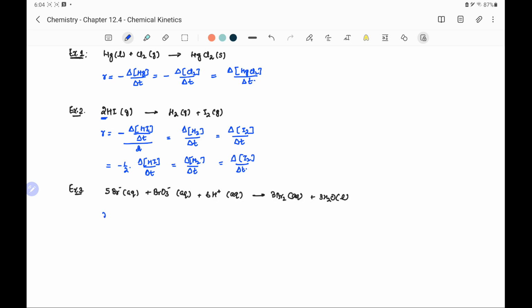For the third example, the rate of the reaction can be written as the negative of the rate of change of concentration of the reactants, that is minus 1 by 5. 5 is the stoichiometric coefficient of Br minus ion, and it is delta change in concentration of bromide ion divided by delta T, and it is equal to the negative of the other reactant, that is BrO3 minus, by delta T. It is equal to minus 1 by 6 of the change in concentration of hydrogen ion divided by delta T. And now the product is bromine, so it is 1 by 3 delta Br2 by delta T. And similarly, it is 1 by 3 change in concentration of H2O divided by delta T.